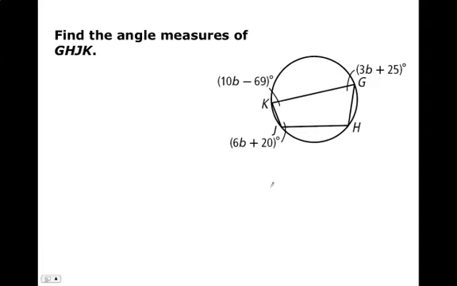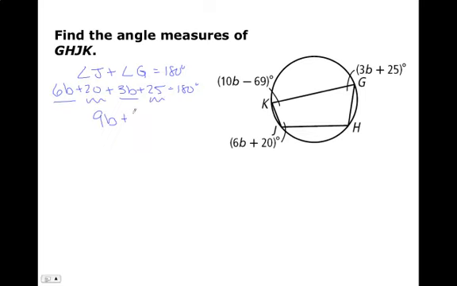We want to find the angle measures of quadrilateral GHJK. Well, they give us 3 of the 4. As long as we have opposite angles, we know that they are supplementary. So we know that 6B plus 20 plus 3B plus 25 equals 180 degrees. And that comes from angle J plus angle G equal to 180. So we can combine like terms and solve for B.